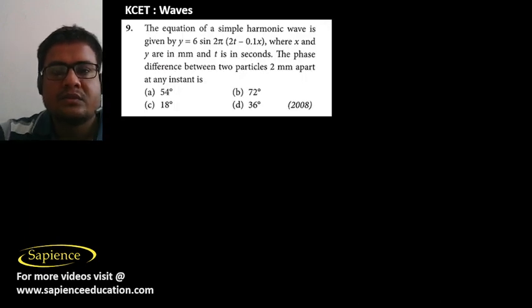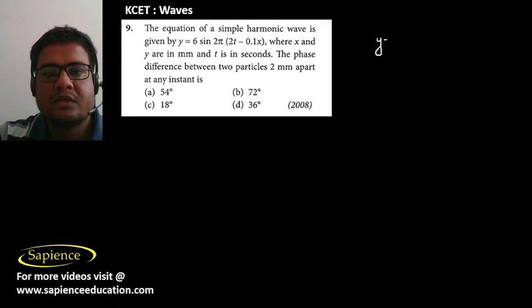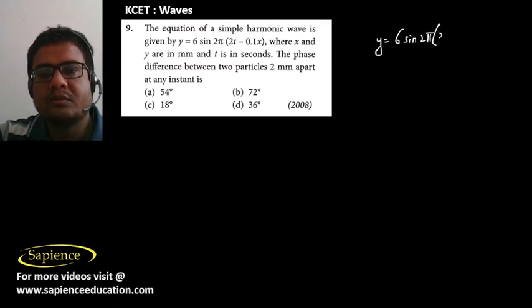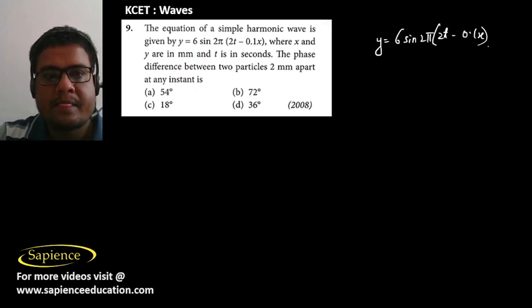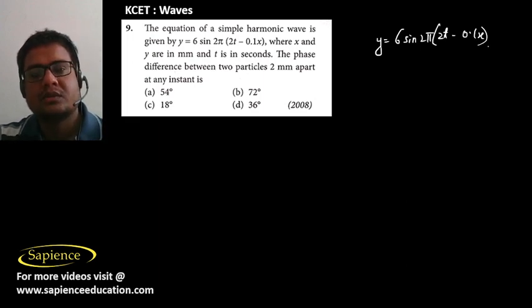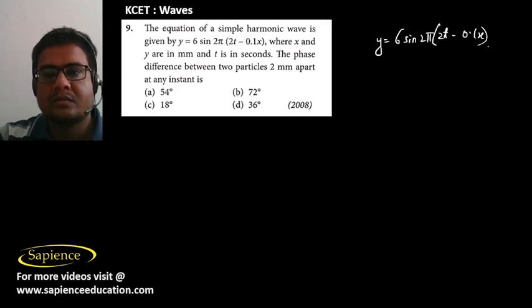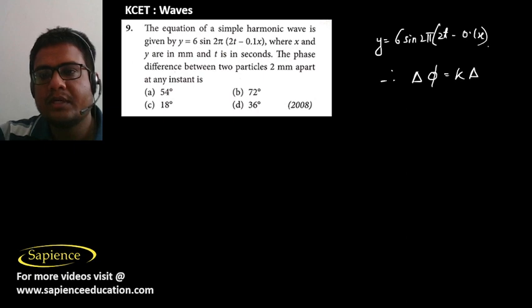Then it is told the equation of a simple harmonic wave is given as y equal to 6 sine 2 pi into 2t minus 0.1 x, where x and y are in millimeter and t is in seconds. The phase difference between two particles which are 2 millimeter apart at any instant, so therefore the phase difference, delta phi, will be equal to k delta x.